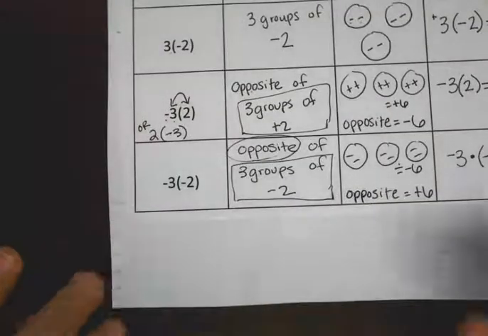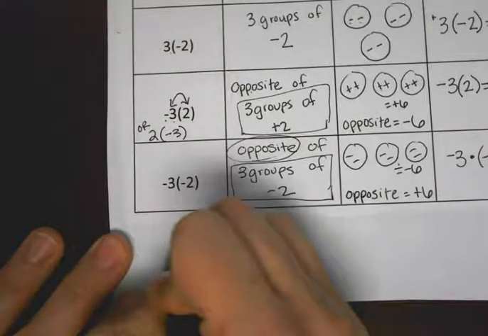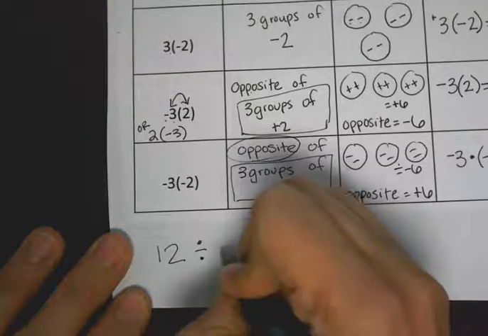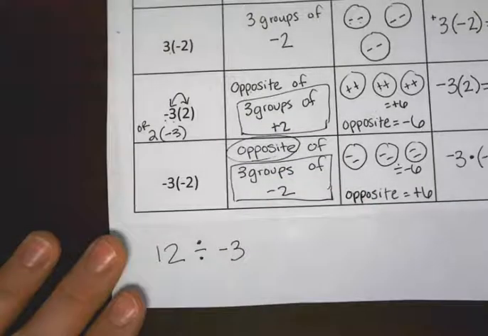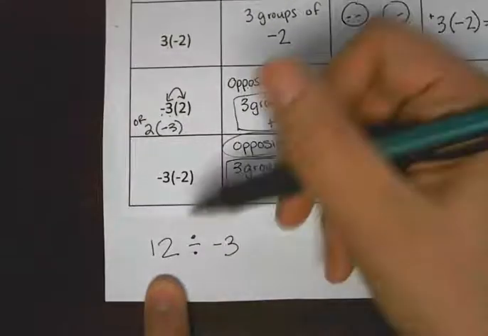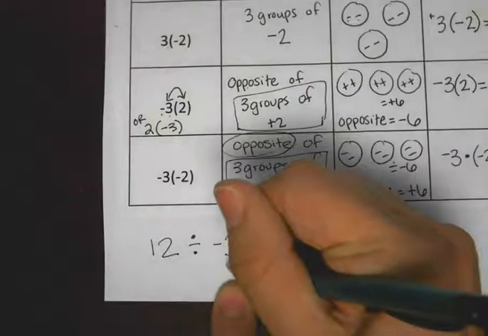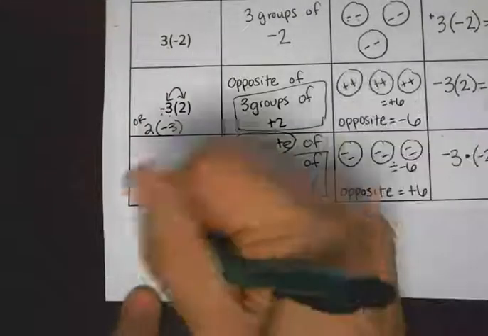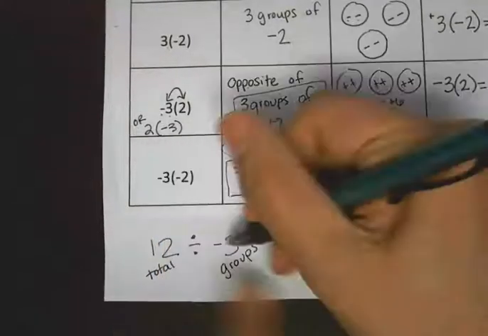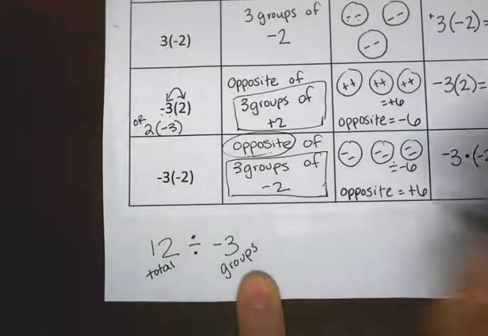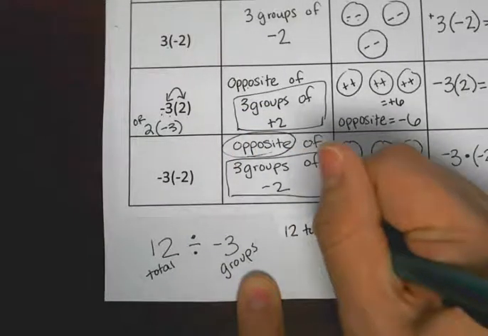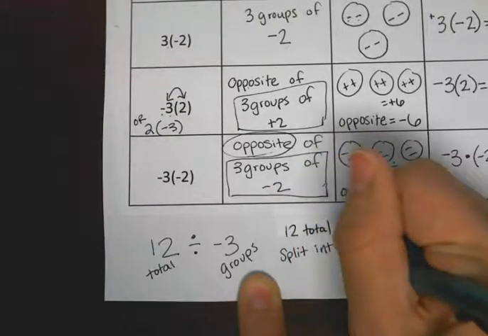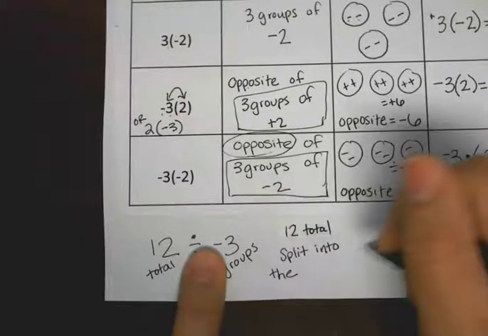Division is much the same, and I didn't want to show you too much with division, but let's take 12 divided by negative 3. To model this is a little bit different because we're still talking about groups, but my groups is going to be my second number. So 12 is the total pieces, and the number of groups is going to be here. So I would say 12 total split into the opposite, because it's a negative, the opposite.